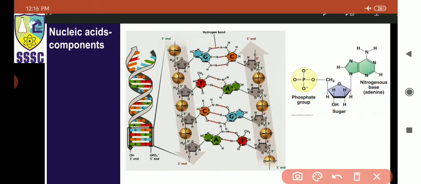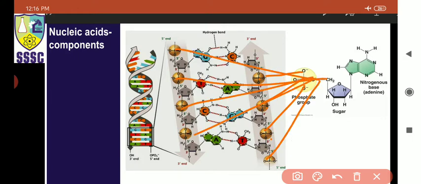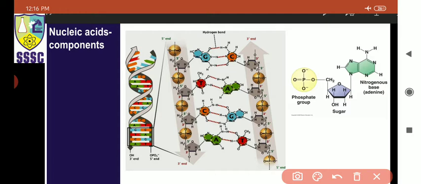This nucleotide consists of three things: nitrogen base, ribose sugar, and phosphate. See all these golden balls, they are the phosphates. The role of phosphate is to join or weld the sugar molecules. It means it is a backbone.